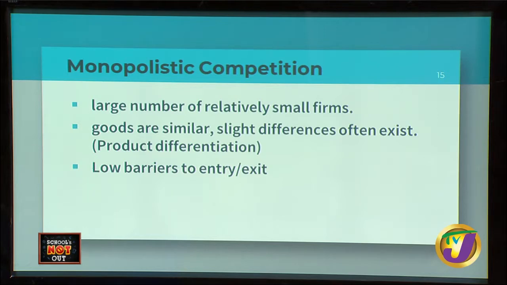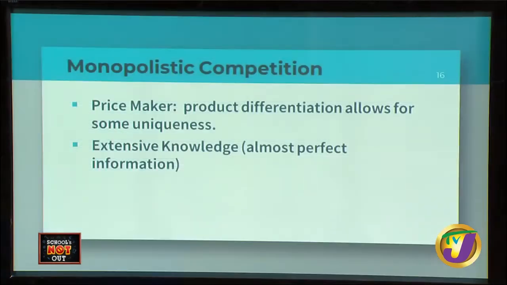So here we have large numbers of relatively small firms. The goods here are similar with slight differences, and we call that product differentiation. There are low barriers to entry and exit. They are price makers, and for the fact that they have product differentiation, it allows for some uniqueness, and so they are able to set their price for their goods. So for example, I always use this example, toothpaste is toothpaste, but you have Colgate make a differentiation versus Lasco or Aquafresh or whatever it may be.